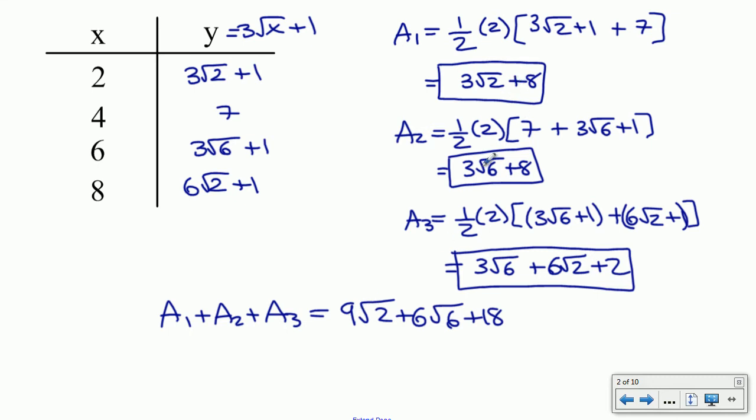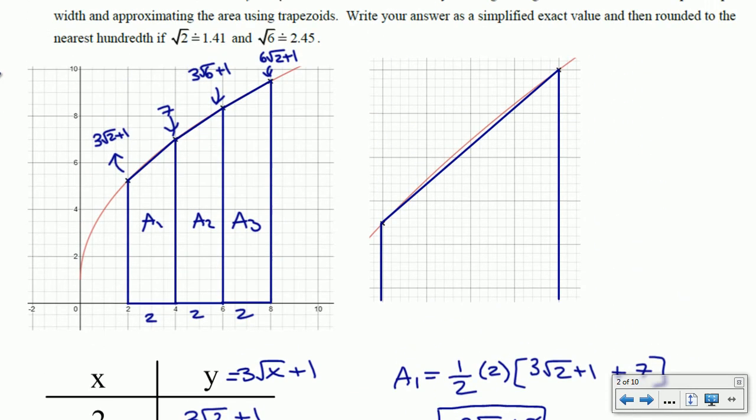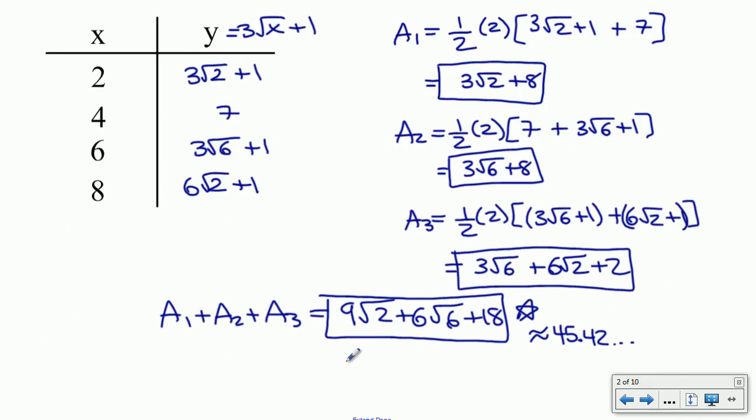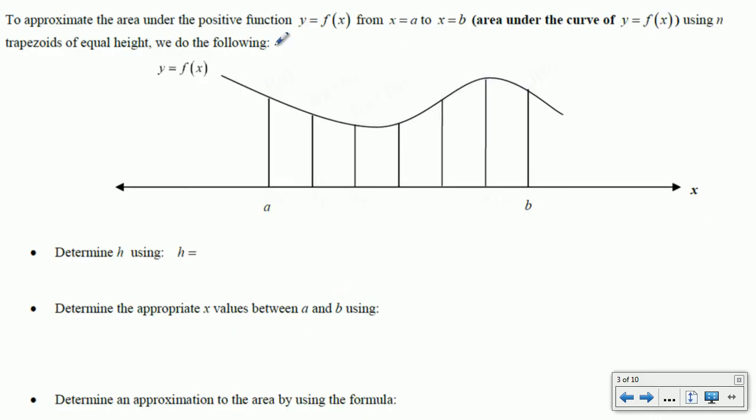Add the root 6's together. 3 plus 3 is 6. And add the rest together. 8 plus 8 plus 2 is 18. So that's exact, which would approximately be, if you type this into your calculator, 45.42-ish. But using the approximation given in the question, using 1.41 and 2.45, we would get approximately 45.39 instead. So onto the back page.